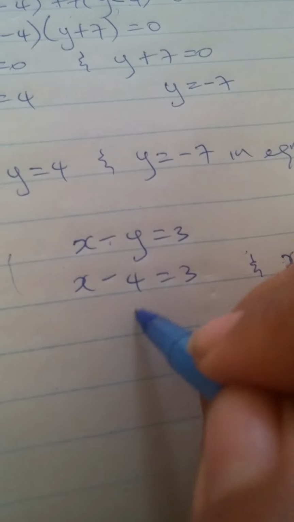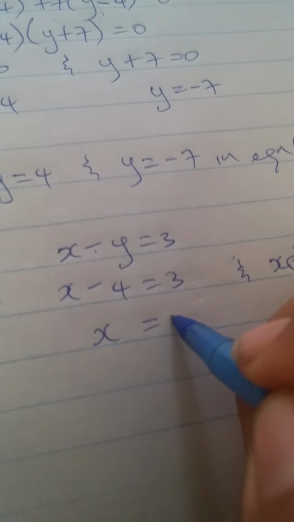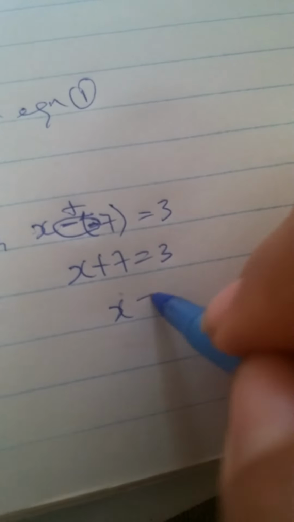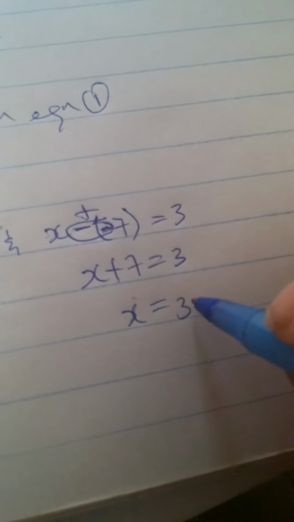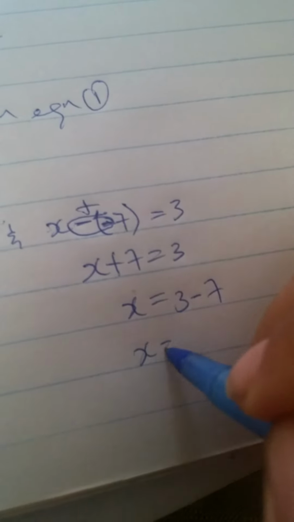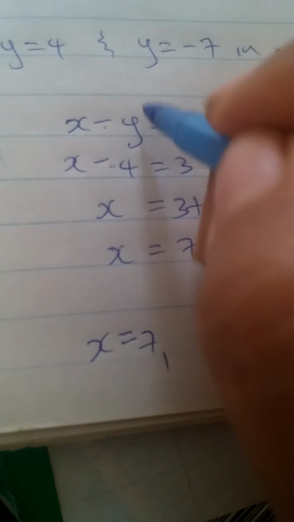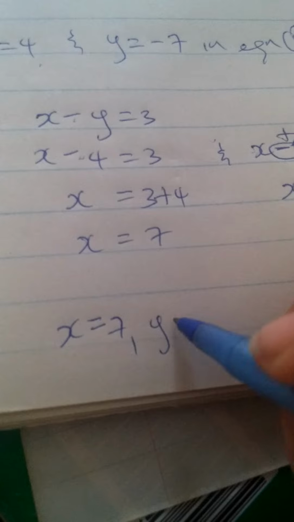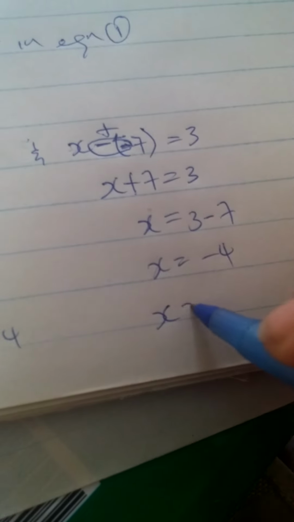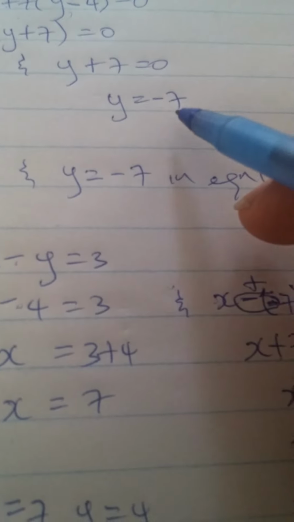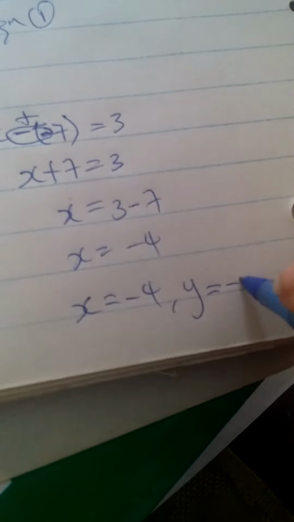And so we're going to solve over here. 3, the negative 4 becomes a plus 4, x equals 7. Then we finally solve here. Put back the 3, this is a positive, it becomes minus 7, so x equals negative 4. Hence, when x is equal to 7, the y is equal to 4. And over here, when x is equal to minus 4, then y is equal to negative 7. And that's it.